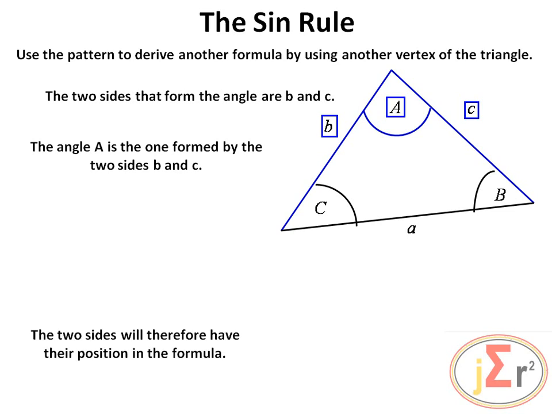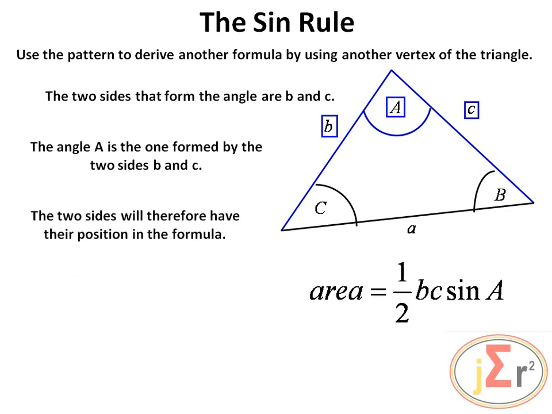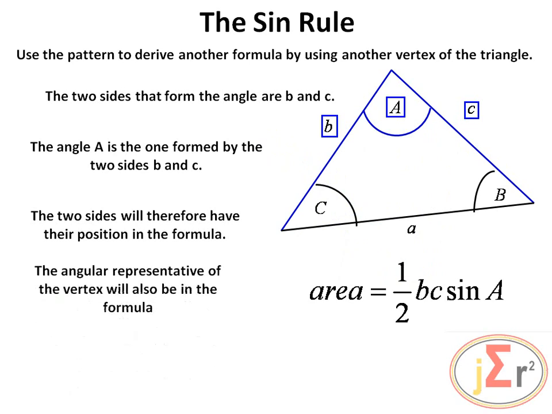So, what do we have then? The two sides will therefore have their positions in the formula. So these two sides that we have there, B and C, are going to be in the formula, and the angle that the two sides form are also going to be inside the formula. So we have area is equal to half BC sine A. The angular representative of the vertex will also be in the formula, no problem with that. That is already established and stated.